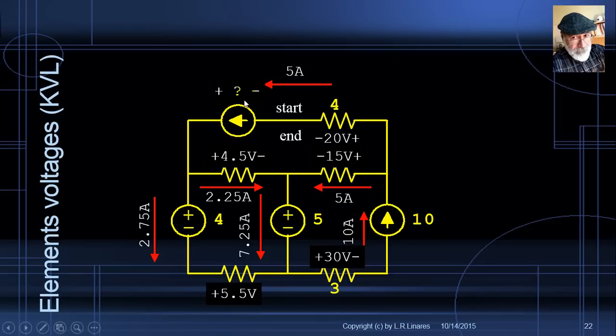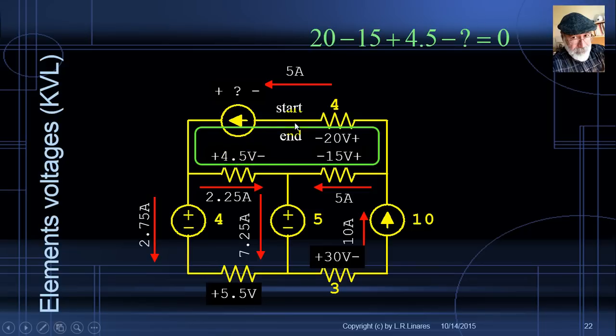Okay, let's find now what is the voltage in the other current source. The one here on the top, the 5 amps current source. Let's use this loop. KVL equation starting here. Well, starting here, that would be going up by 20, going down by 15, going up by 4.5, and going down by question mark equals 0. Solve for that. The voltage there is 9.5 volts.